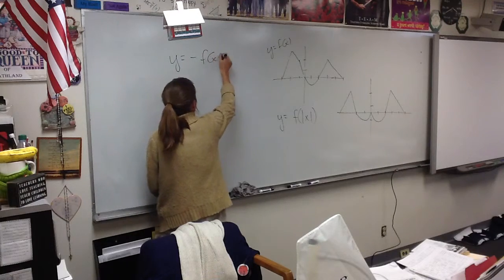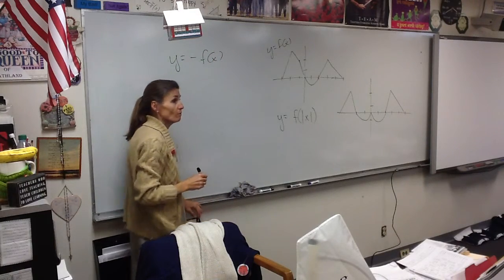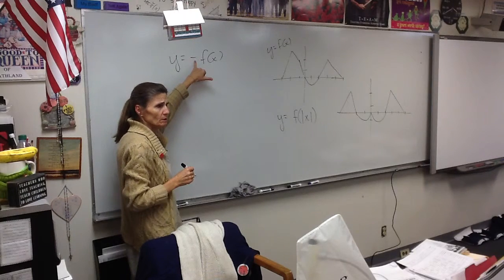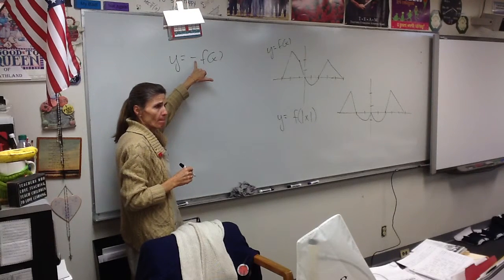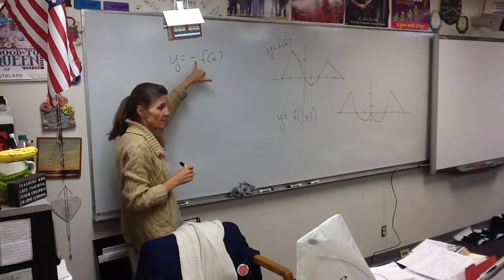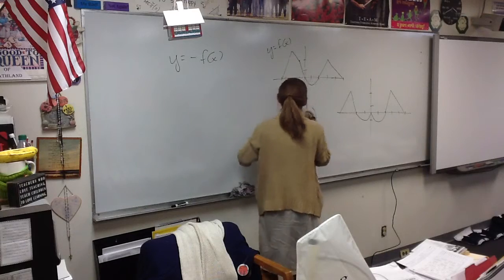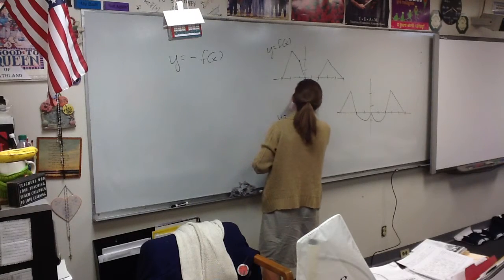But a negative is a reflection. What does that reflection accomplish? What does that do? Upside down. It turns your picture upside down. So it's going to take this picture, this was our original, and it's just going to move it upside down.